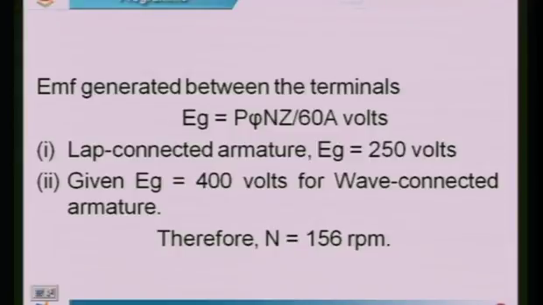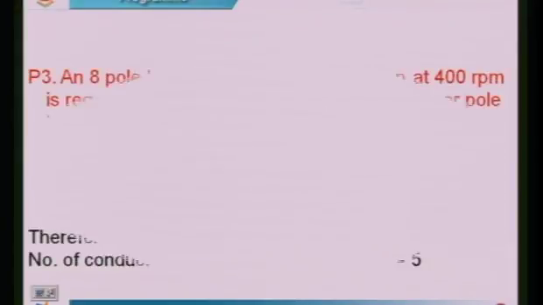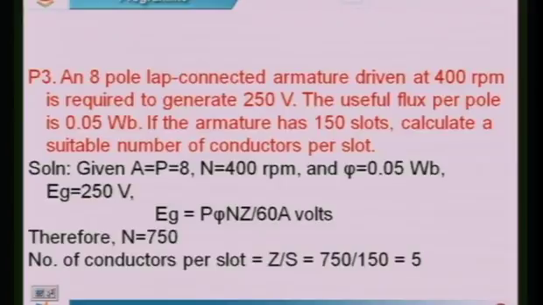So, now we will see the next problem. In this, a small variation is there. It is an 8-pole lap connected armature driven at 400 rpm, required to generate 250 volt. Here this generated voltage is specified. The useful flux per pole is given as 0.05 Weber. If the armature has 150 slots, calculate a suitable number of conductors per slot.